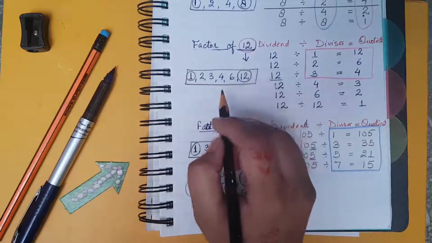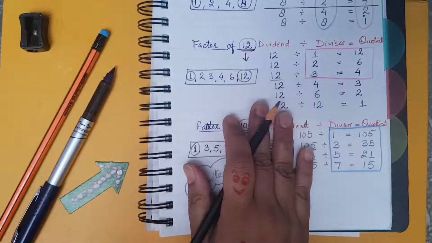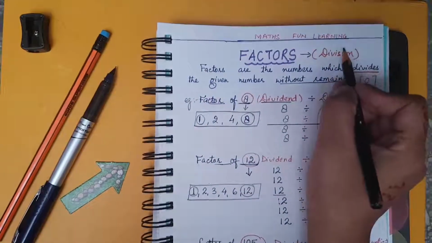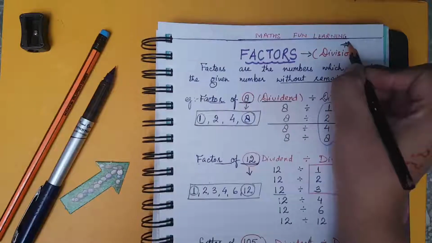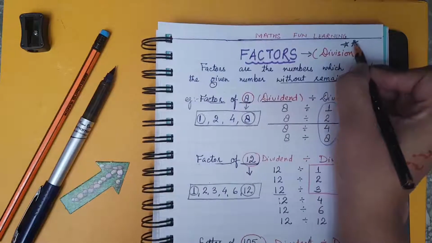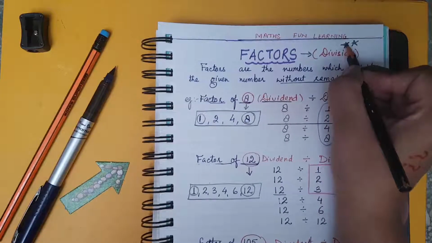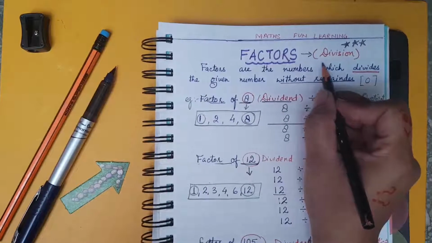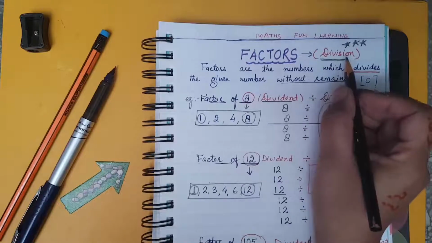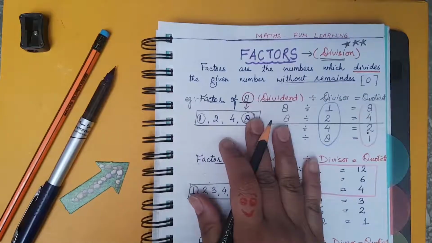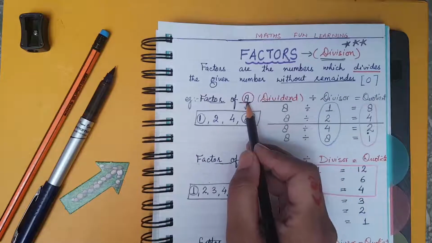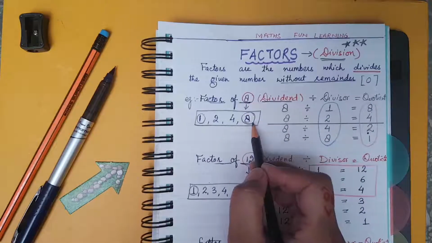The operation we used here to find the factors is the division method. This is an important point also. The operation we use to find the factors is division. And the factors of the given number are less than or equal to that given number.